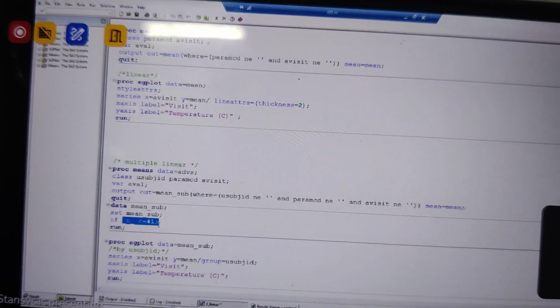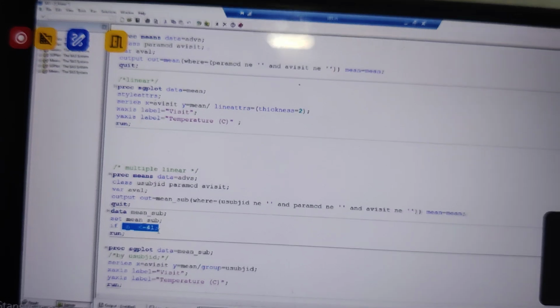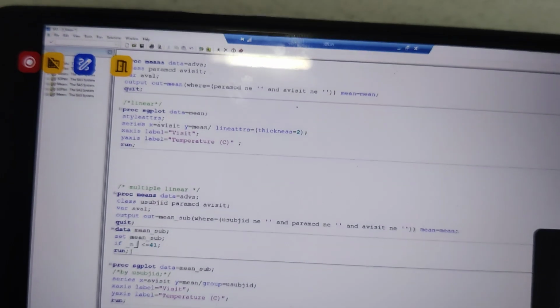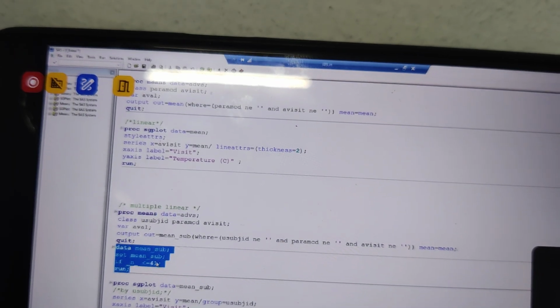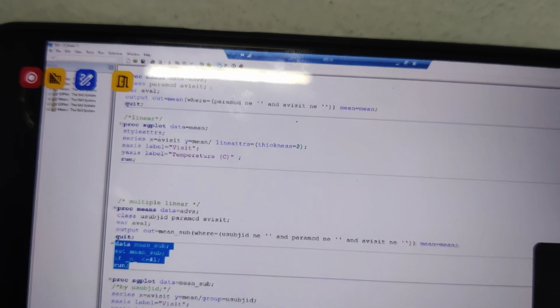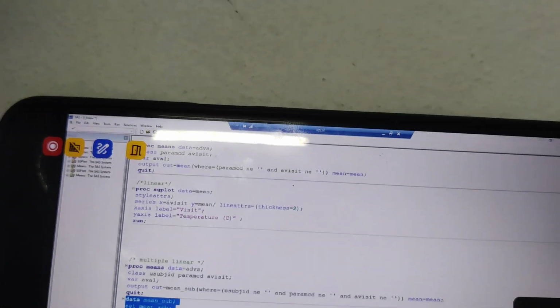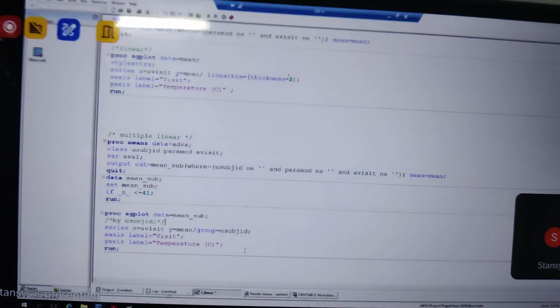It means n underscore n. This is for your understanding purpose. I wrote it like this, but generally it's not really required. If you can restrict the data, we have only the 41 records, which is basically the data of three or four subjects. Now the same program, the same linear model, we can use.